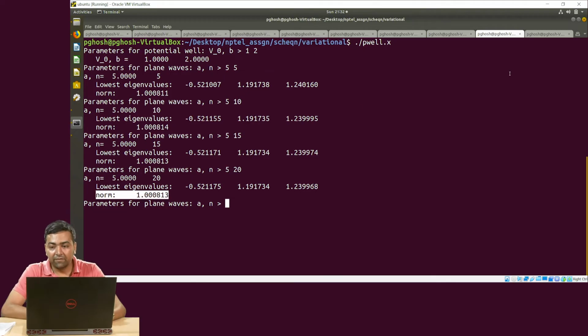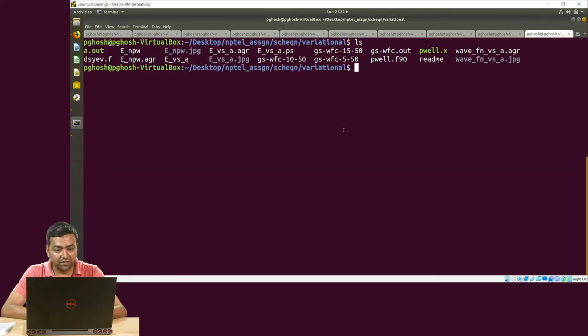So, what I have done here is, let us try to understand the behavior of my energy eigenvalues, that is these quantities here, as a function of the number of plane waves. I have taken this data and plotted it, and let me just show you the result.